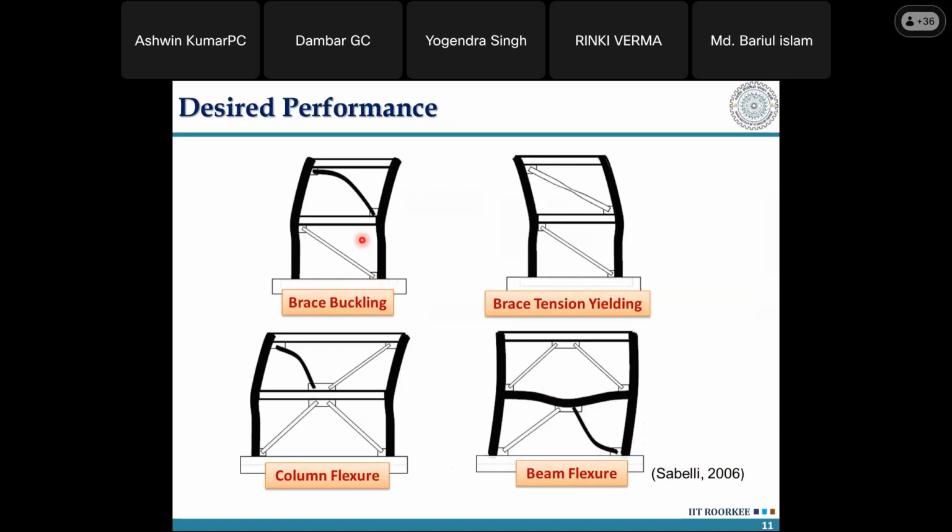So what is the desired performance? Brace buckling, as I said, instability in the brace in terms of global buckling of the brace, is allowed for a CBF system. Yielding in tension is allowed. Column flexure, I mean bending of the column, is okay, and the beam at the middle is also okay in this particular system, right? So these are the allowable or desired performance in the system.